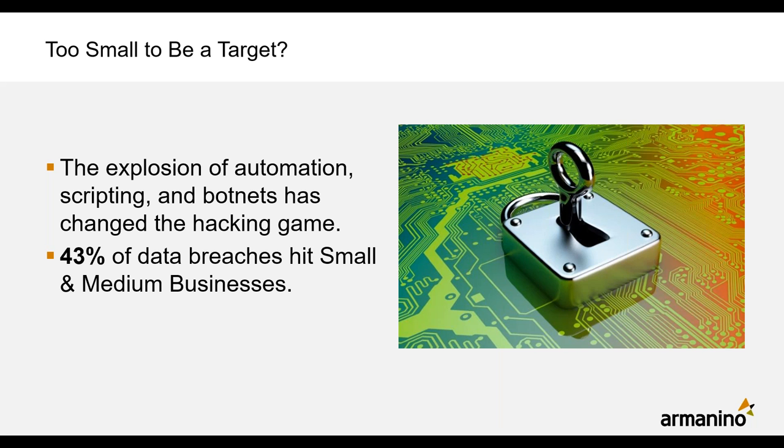Looking back over 2018, we see that almost half, 43% of all confirmed data breaches that were listed in the Verizon Data Breach Incident Report hit small and medium businesses. Again, if you think your company is too small to be a target of hackers, keep in mind, hackers aren't humans necessarily anymore. The first time a hacker touches your network, it's more likely to be via a botnet, scripting, or some sort of automation. Being able to deploy that automation at scale gives hackers a much broader reach, and thus we're seeing a dramatic increase in the amount of small and medium businesses hit by those data breaches.